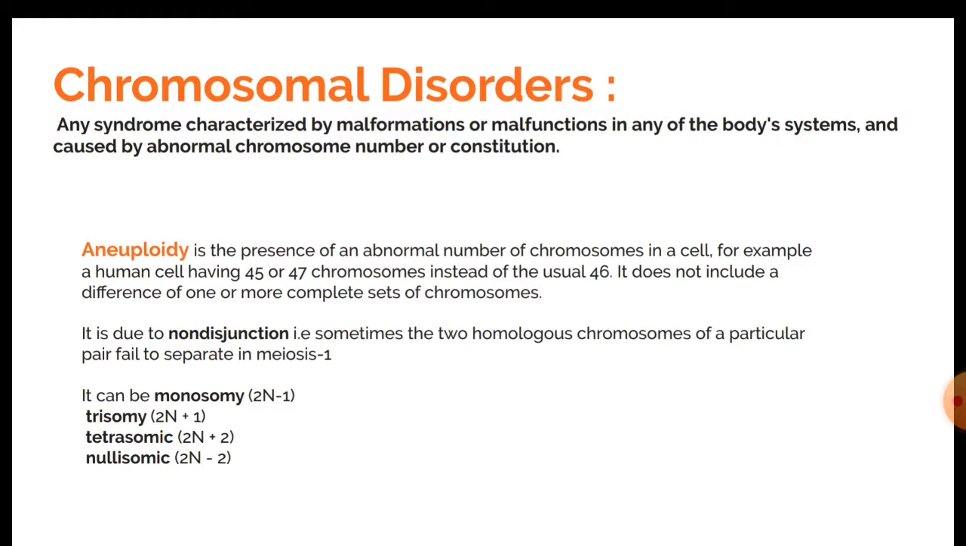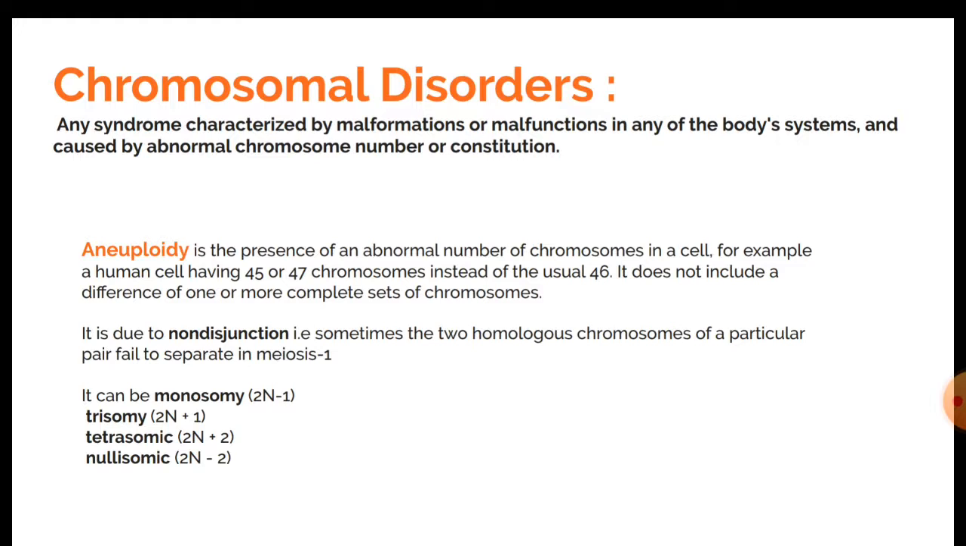Okay. So, union of an egg without an X chromosome with an X carrying sperm produces an individual having only a single X chromosome. This is a sterile female with many male features. Now, the presence of a single copy or three copies of a particular chromosome has different names.